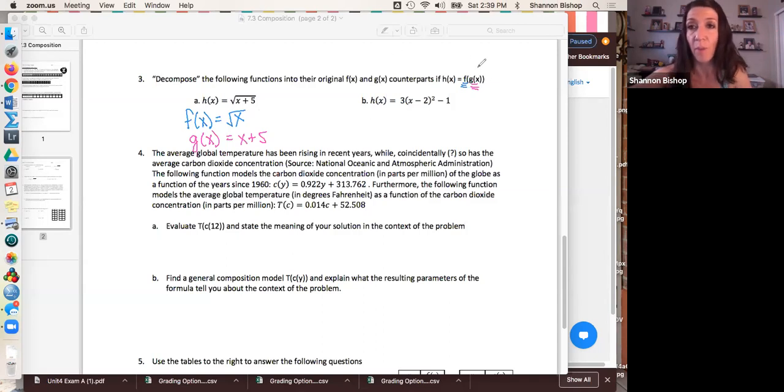Because now if you go back and look at this notation, it says that you would take G and plug it in to F. Well, if I take G and plug it in right there, would I indeed get the square root of x plus 5? Yes, I would. So those are the correct two functions. F is the square root function and G is the x plus 5 function. Those are the correct decomposed counterparts.